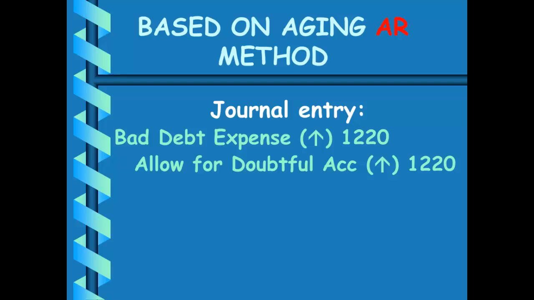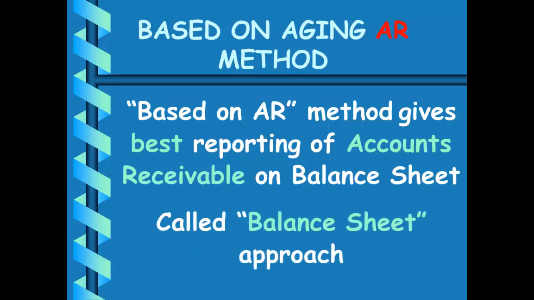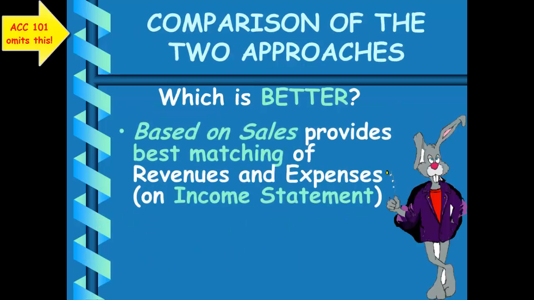So notice my entry is not for $1,100. What would be the balance in the allowance for doubtful accounts after I post this entry? $1,100. The entry is for whatever it takes to get the allowance account up to $1,100. So I have to think about what's already in that account. This gives me the best number for the net realizable value on the balance sheet because I focus on getting a good balance in the allowance for doubtful accounts. Hence it's called the balance sheet approach as opposed to the other method which focuses on best matching on the income statement.